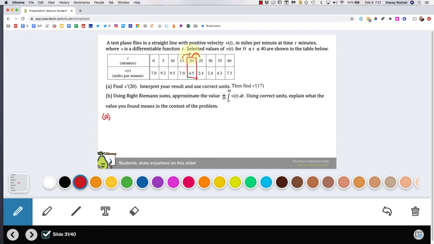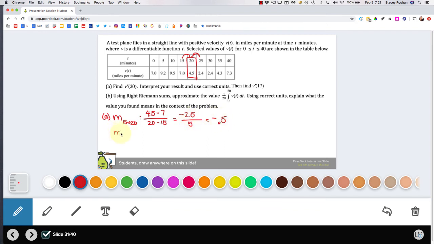So the best way to do y prime of 20 and how you'll want to do it on the AP exam is find the slope between 15 and 20. I'm just going to write it as that. The slope between 15 and 20 is going to be y2 minus y1 over x2 minus x1, negative 2.5 over 5, and 25 over 5 is 5, so move the decimal point 1, negative 0.5.